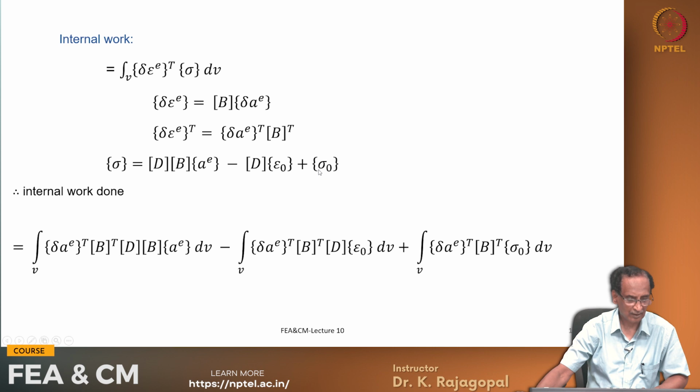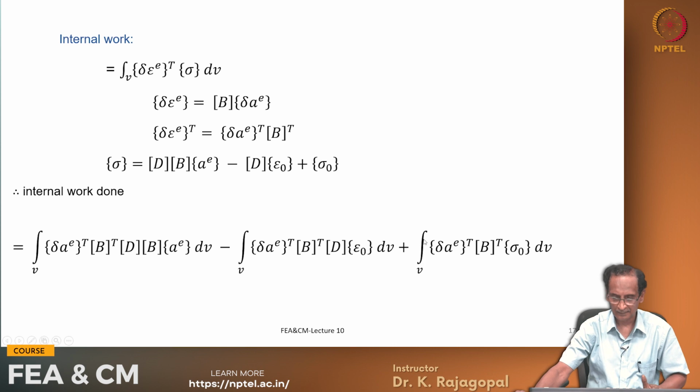And so, our internal work done is the integral of delta AE transpose times B transpose D B AE dV, minus the integral of the work done due to the initial strains, delta AE transpose B transpose D epsilon naught, plus the work done due to the initial stresses, delta AE transpose B transpose sigma naught dV.